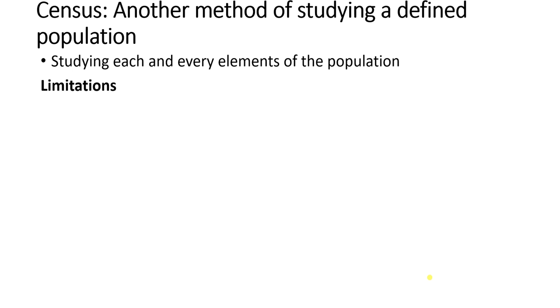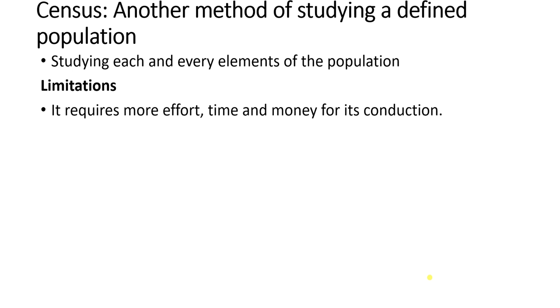But it may appear that if we are studying each and every element of the population, then the question of representativeness has no space here. But despite this representativeness in the census method, there are different limitations that preclude us from using this census method in actual real studies. First, if we are going for census, it will require more effort, time, and money for its conduction.